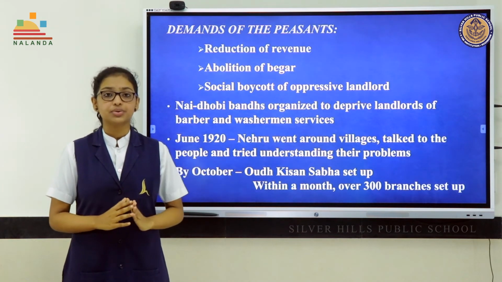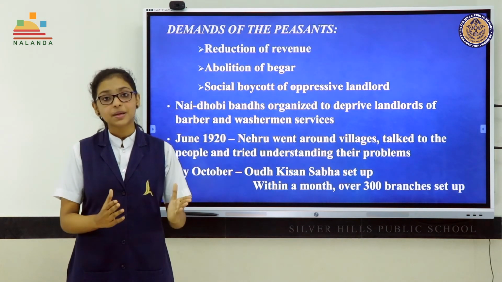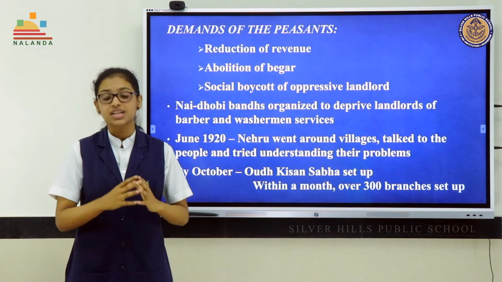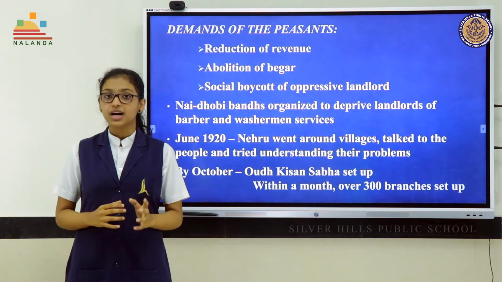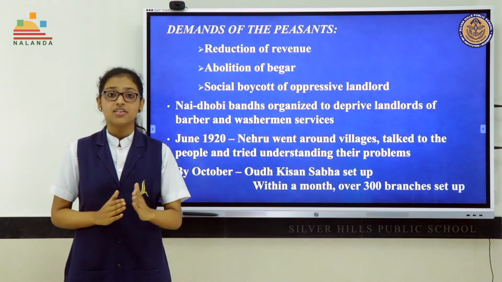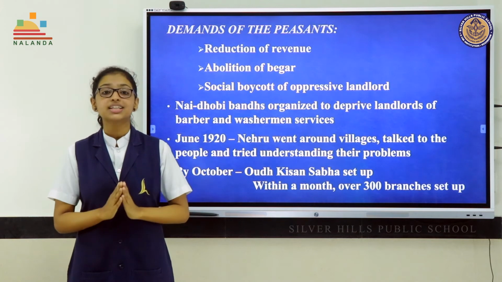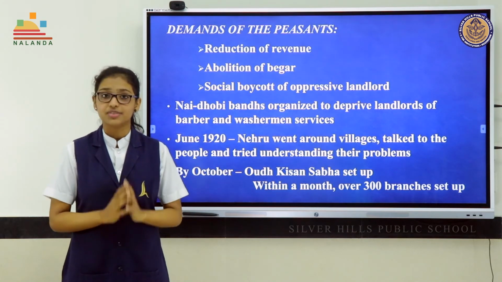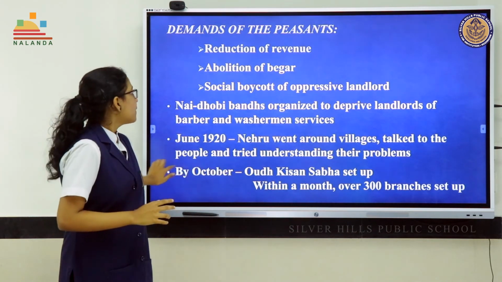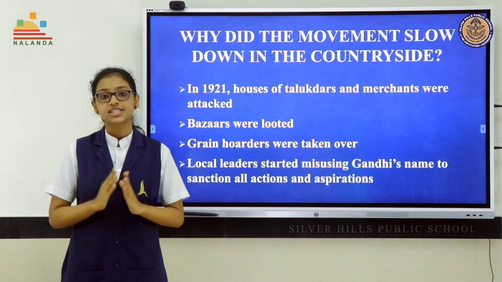By June 1920, Jawaharlal Nehru had gone around villages, talked to the people, tried understanding their sorrows and problems, and by October an Awadh Kisan Sabha was set up. This was set up by Jawaharlal Nehru along with Baba Ramachandra and a few others, and within a month over 300 branches were set up. But due to a variety of reasons, the movement slowed down in the countryside too.